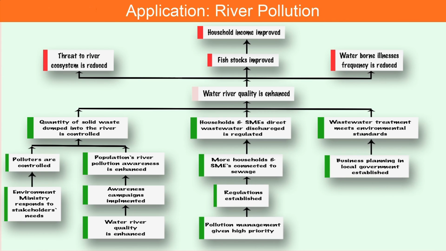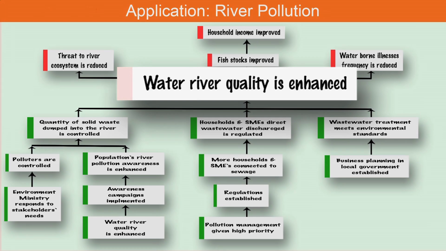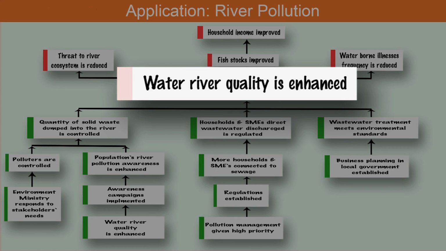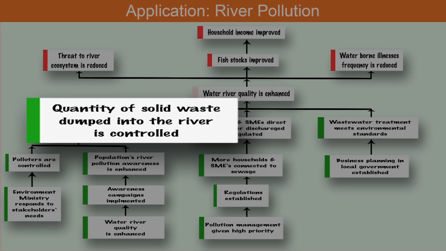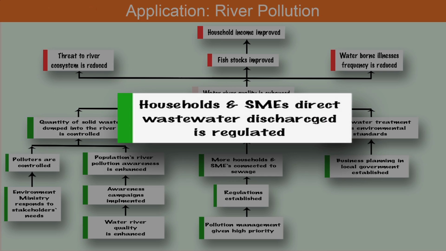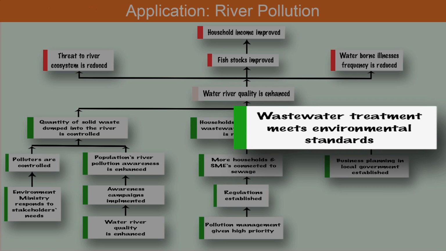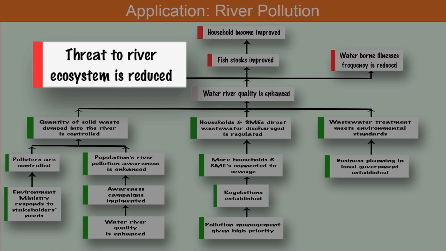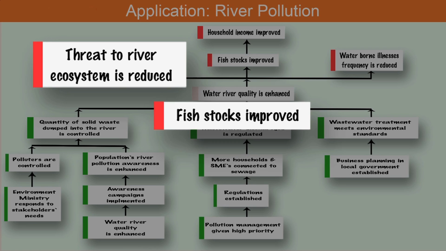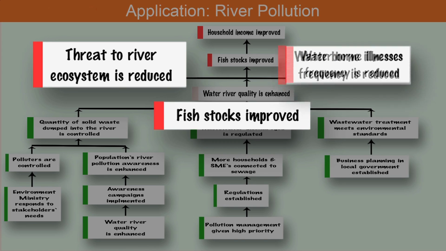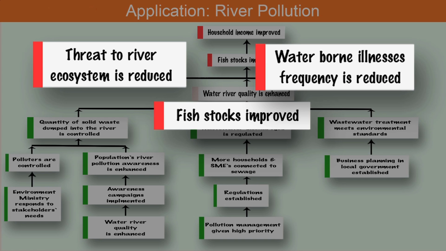Application. Consider the river pollution objectives tree shown here. To improve the river water quality, the planners intend to A. Reduce the dumping of solid waste. B. Lessen the wastewater discharge by households and nearby factories. And C. Improve wastewater treatments to meet environmental standards. Eventually, the threat to the river ecosystem is reduced, fish stocks in the river improved, and waterborne disease frequency will decline.